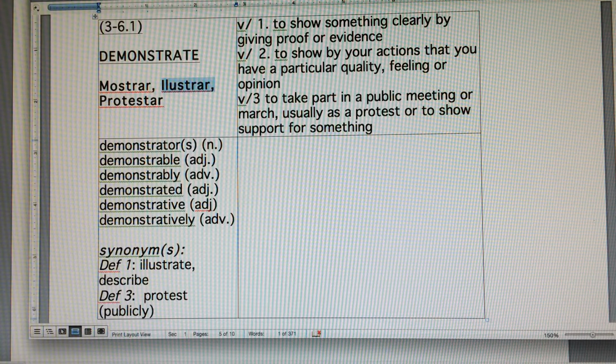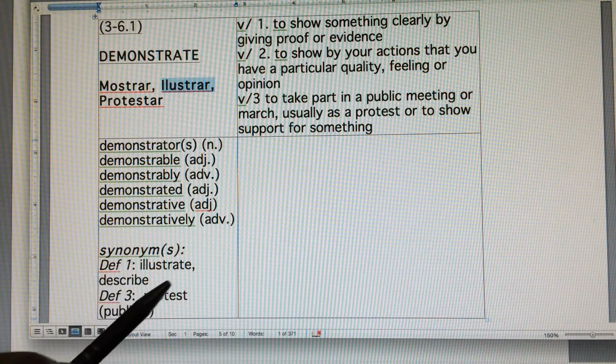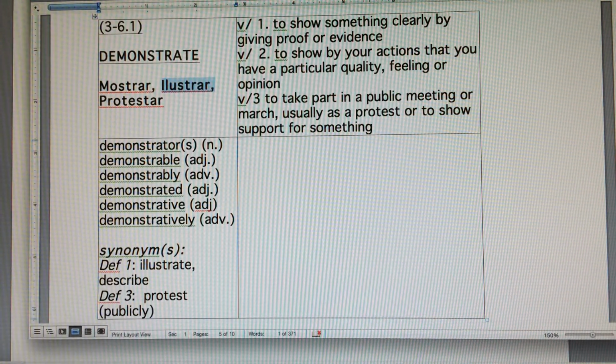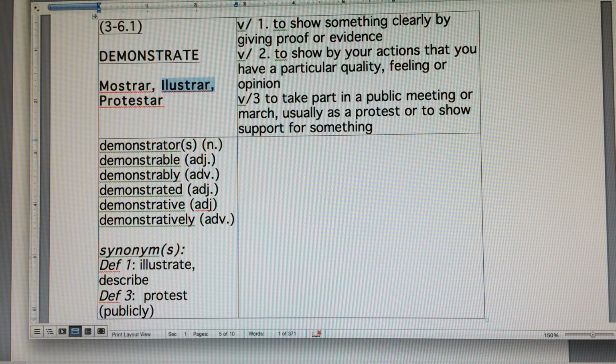You have a few synonyms here. For the first definition, it's illustrate and describe, and for the third definition, where you're demonstrating in a public place, it's protest publicly. So that is your description of the word demonstrate. If you got this one wrong on your reassessment, you should write your own original sentence, and be sure to include an illustration.